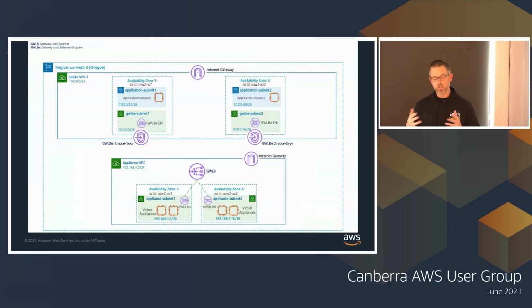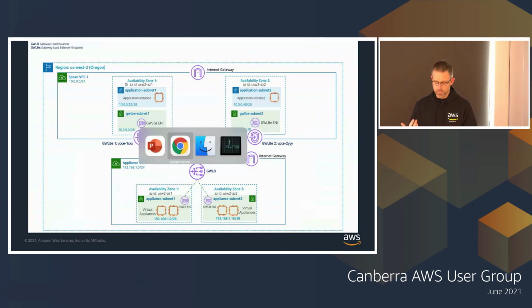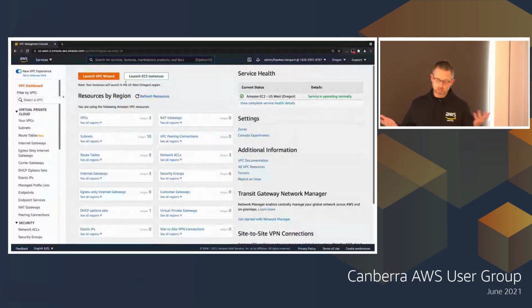What I've done is deployed the VPCs, the subnets, and a few instances. I haven't actually got the gateway load balancer or the gateway load balancer endpoints or the route table entries in there as yet. So that's what we're going to do here, just to show you how you actually build a gateway load balancer in the console.